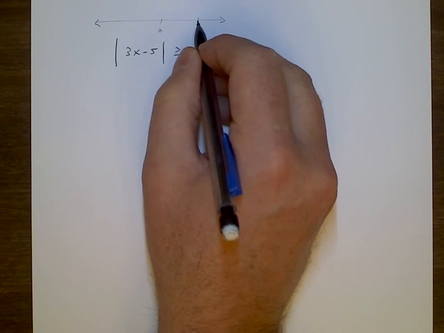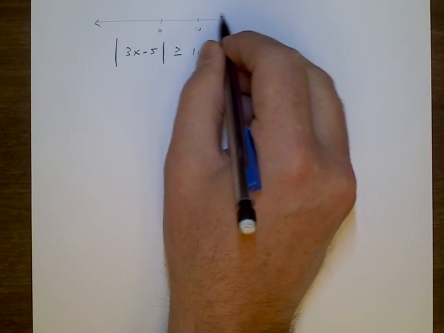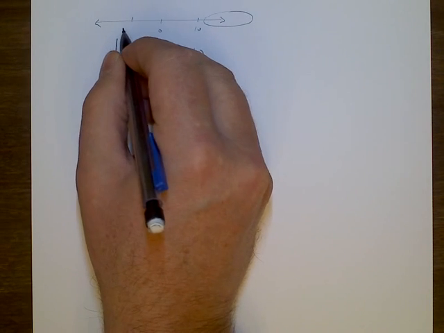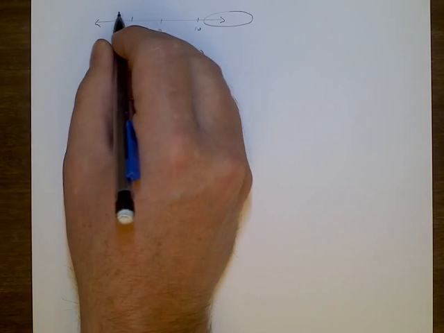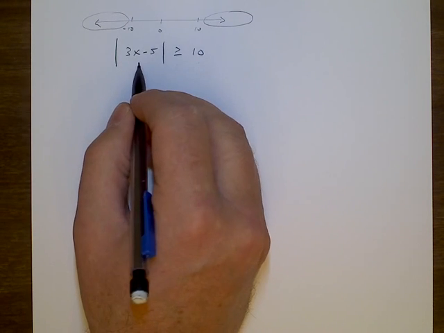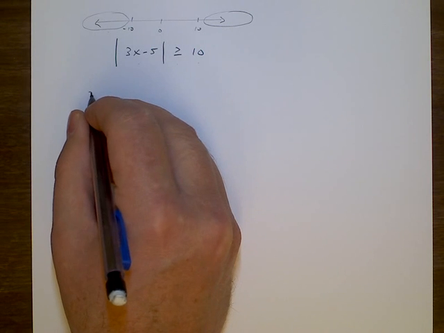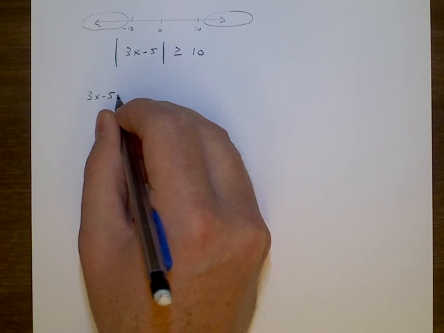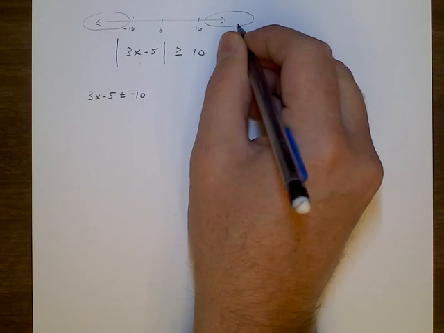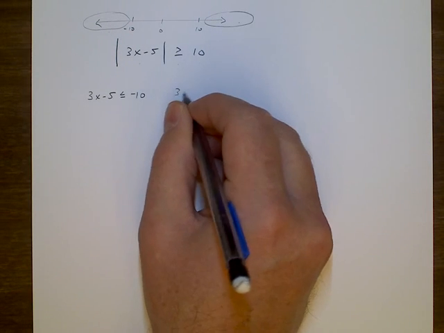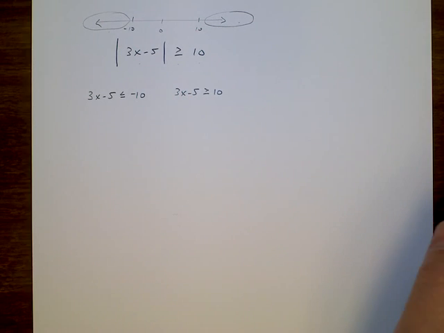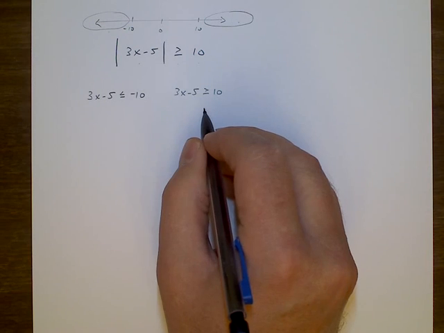So if we go 10 units to the right, and more than 10 units to the right, it has to be out here in this region, and more than 10 units to the left would have to be to the left of negative 10. So to write this out here, we would say that 3x minus 5 has to be less than or equal to negative 10. And to write it for this portion, we would say 3x minus 5 would be greater than or equal to positive 10. And that's the hard part, is writing the two equations.